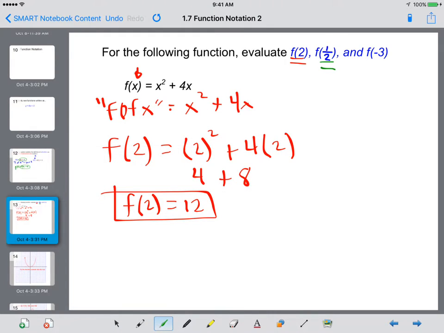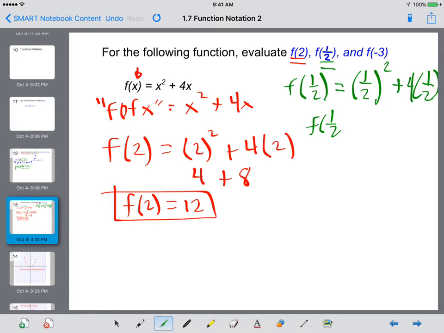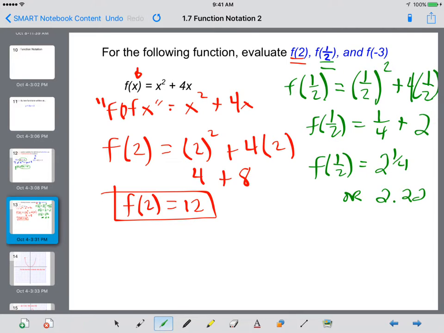Now I'm going to find f of 1/2. F of 1/2 means x is 1/2. So when x is 1/2, what is y? Well, I'm going to plug in 1/2 for all of my x's to find out. So we're going to go 1/2 to the second power plus 4 times 1/2. So 1/2 to the second power is 1/4 plus 4 times 1/2 is 2. So f of 1/2 equals 2 1/4, or if you like decimals, it would be 2.25.